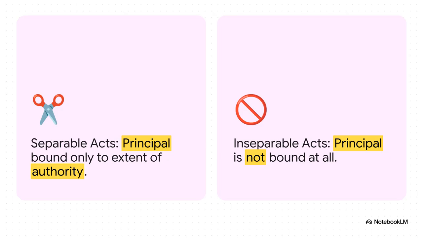If an agent is authorized to buy 100 bales of cotton but buys 100 bales of cotton and 10 of silk, well, if the transactions can be separated, the principal pays for the cotton. That's separable. But if the agent buys a mixed, totally inseparable lot, the principal can repudiate the entire transaction. I'm warning you, KSLU problem-based questions frequently test this exact boundary.